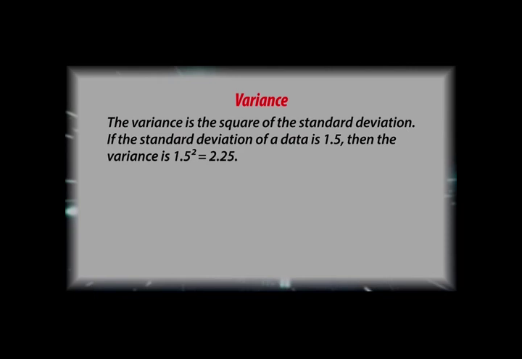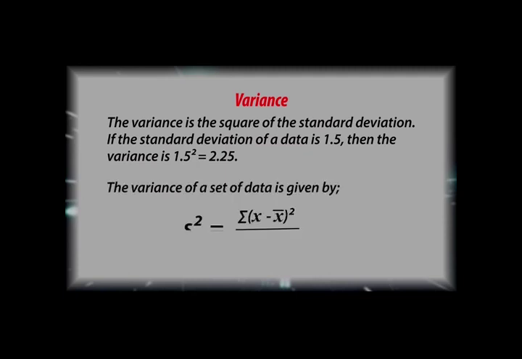We want to look at what is called the variance. Now, the variance is the square of the standard deviation. For example, if the standard deviation of a data is 1.5, then the variance is 1.5 squared, which is equal to 2.25. So to find the variance, you use the standard deviation formula and you square your answer.